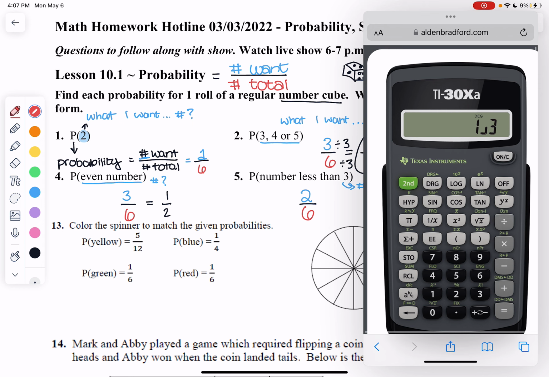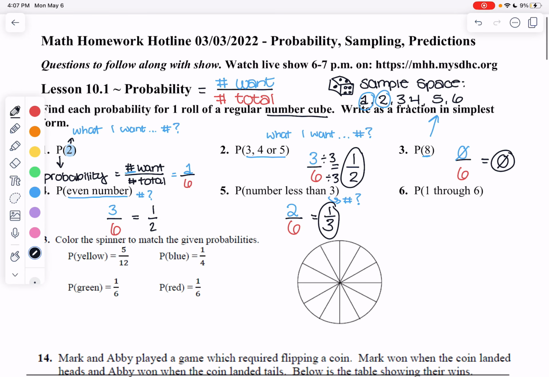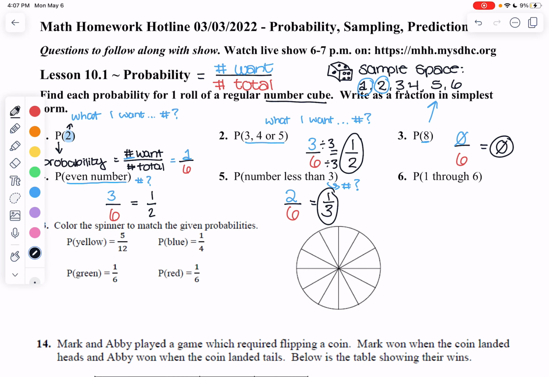Equals 1/3. So 1/3 is my simpler fraction for number 5. And then the last one, 6, says probability of rolling a number 1 through 6. So going back to my sample space, 1 through 6 is all of my numbers. All 6 out of 6 are what I want, okay?